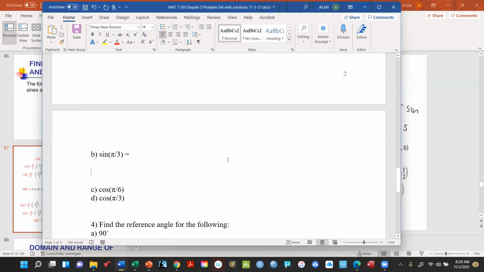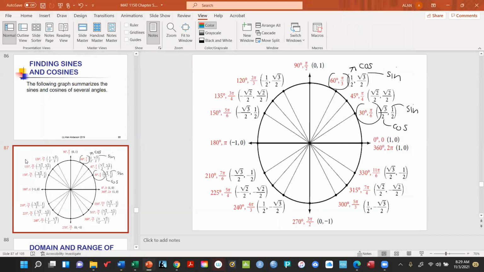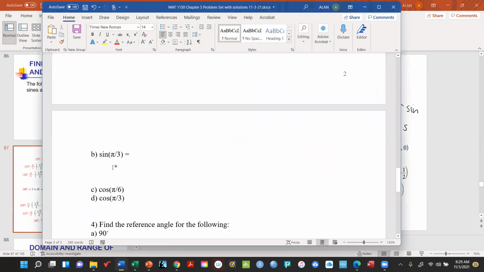So like here, sine pi over 3. Now, we can look at the table. Pi over 3, as you can see, is 60 degrees. The sine is radical 3 over 2. Okay, so you can make a note here from the unit circle. This equals, and then you put in there radical 3 over 2. Let me just enter that in here with my trusty equation editor.